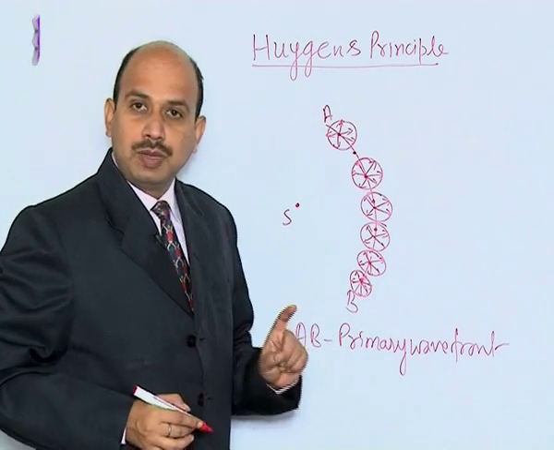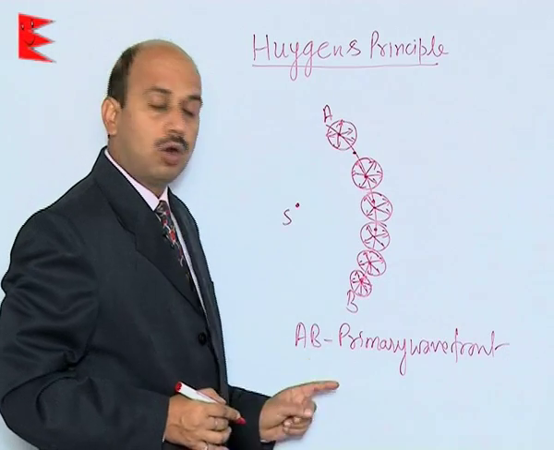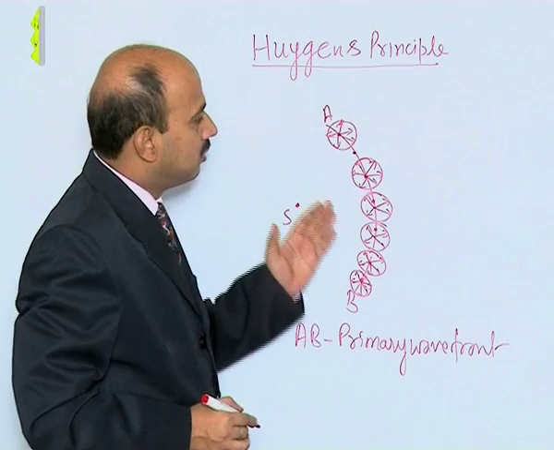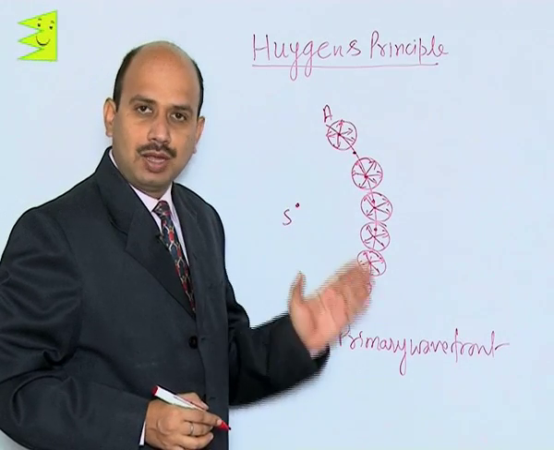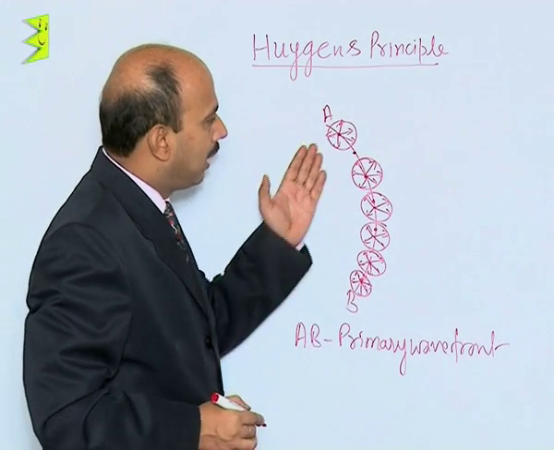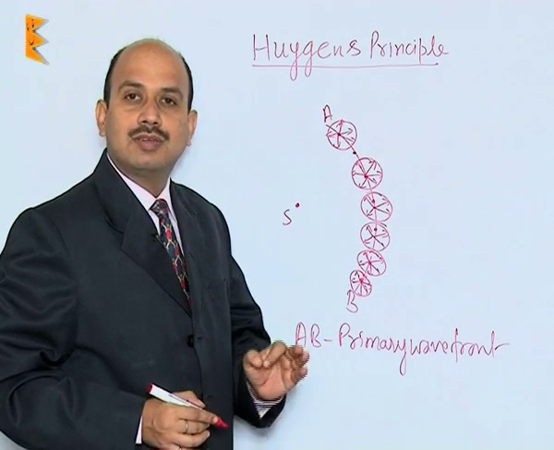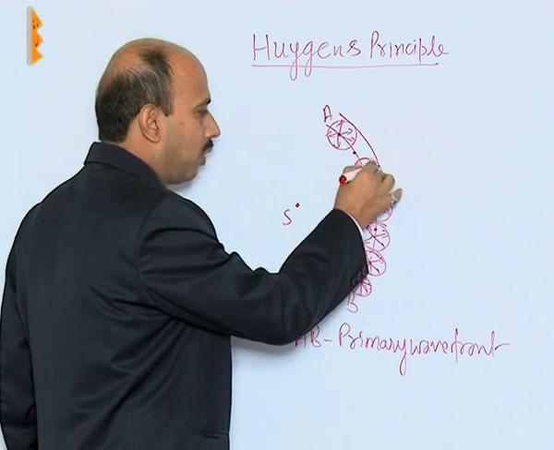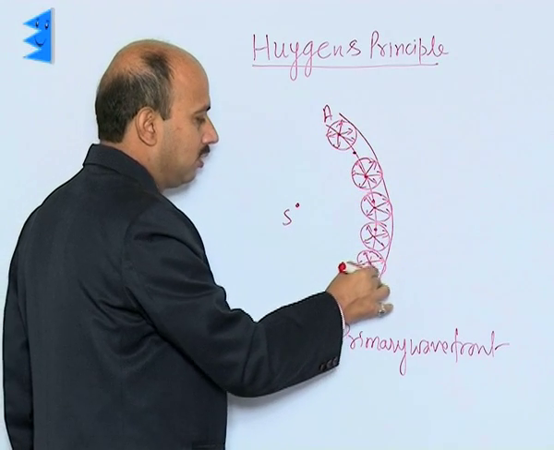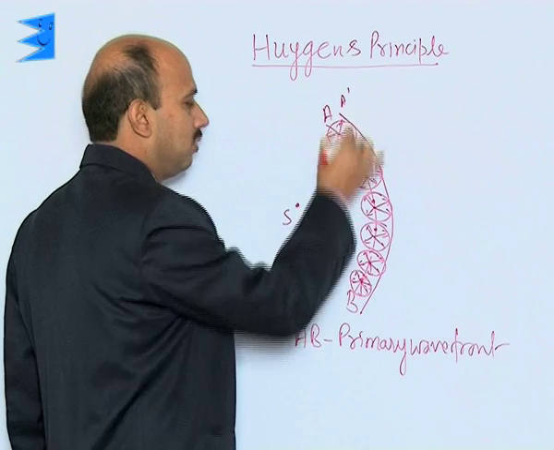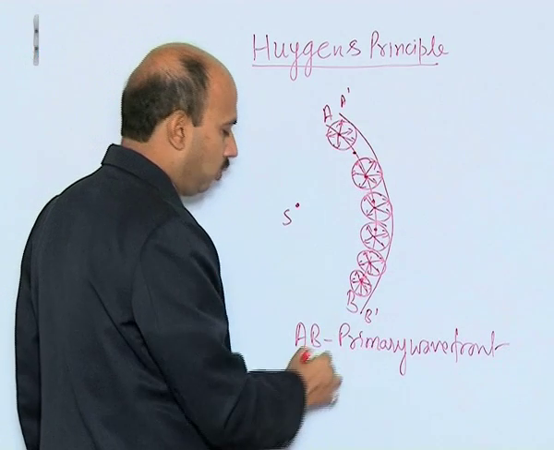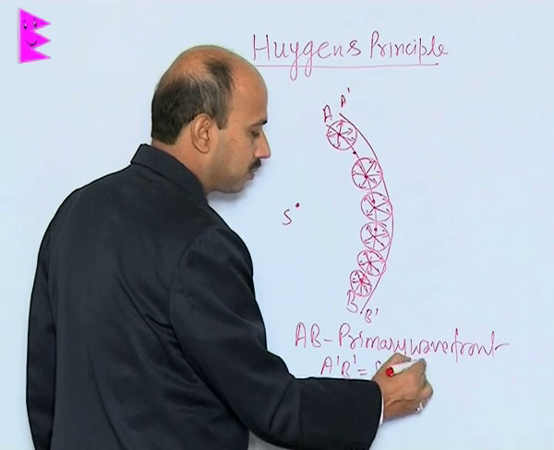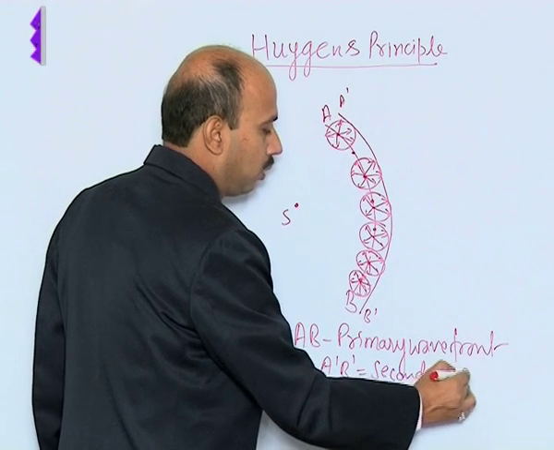So, the first principle is, every point of the primary wavefront acts as a new source of disturbances. These disturbances travel with the same speed in all directions if the medium is the same, and by taking these sources, secondary wavelets are drawn. A common tangent to all these secondary wavelets in the forward direction is known as the secondary wavefront. So, this is A dash and B dash. So, A dash B dash is known as the secondary wavefront.